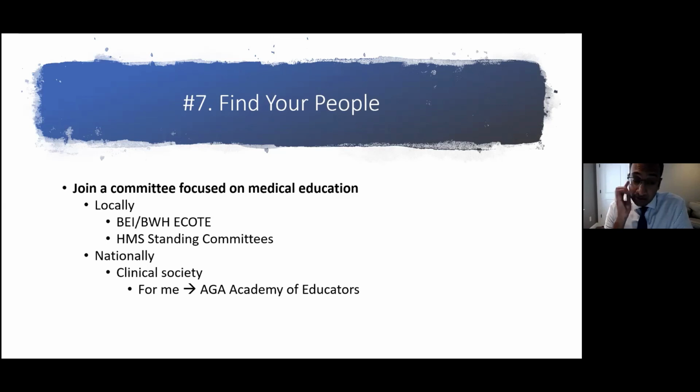I'm a general gastroenterologist who loves medical education, but I don't have a clinical area of interest. The reason I like general GI is that we get to see everything. So what I found was when I would go to my national meetings, I felt like I didn't really have a place. I kind of wandered through some of the clinical topics, but I didn't really have a home there until I found that one of the clinical societies actually had an educator community, an education committee.